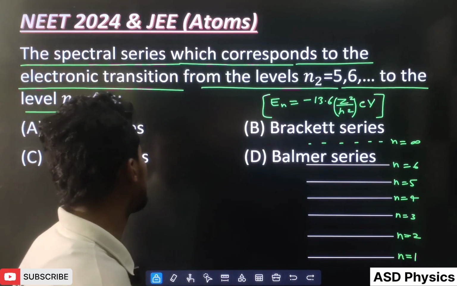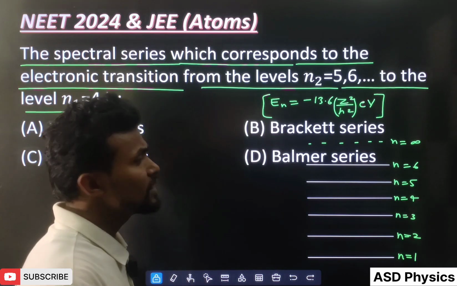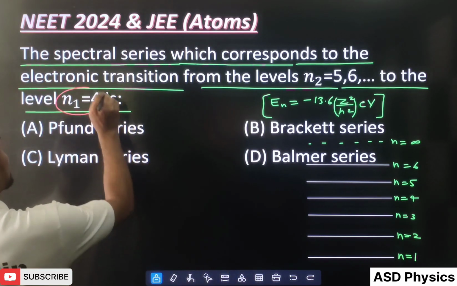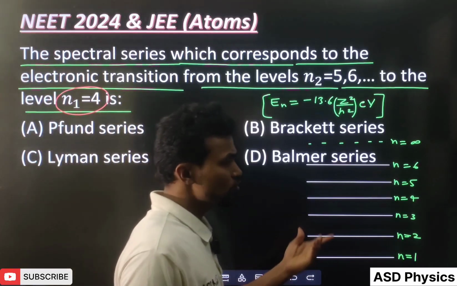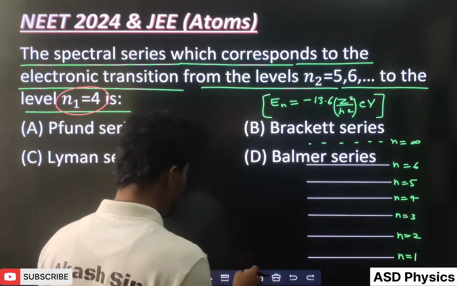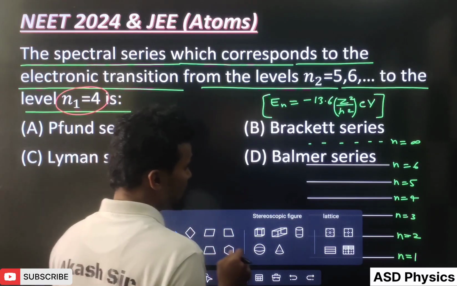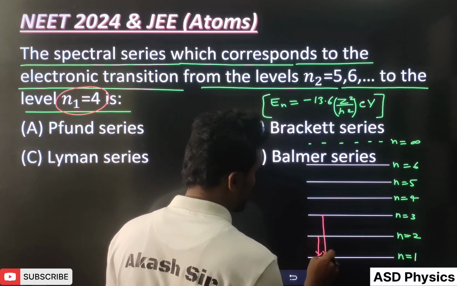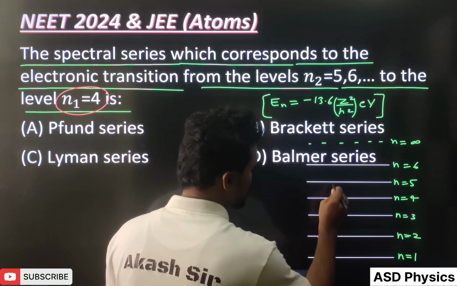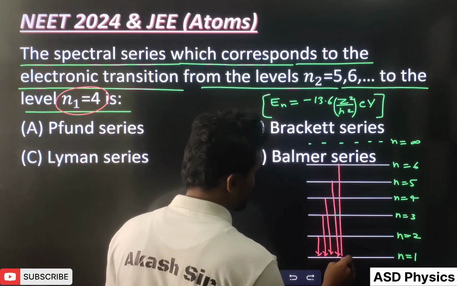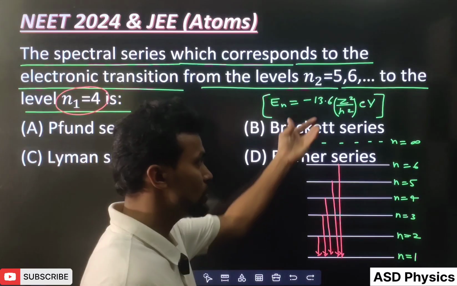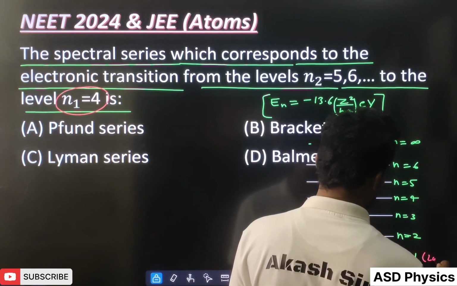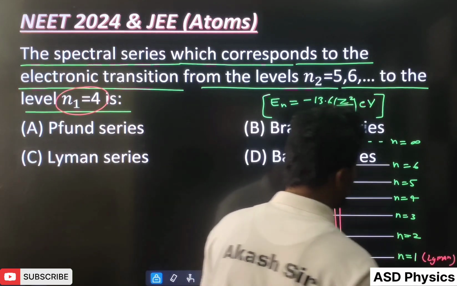So first, if we talk about the Lyman series, what will happen? I'll tell you one by one. If the electron is jumping from a higher energy state to n equal to 1, and here I am talking about the emission spectrum, if it is jumping from a high energy state to the ground state, then this is called the Lyman series. Again I am telling you, the Lyman series.